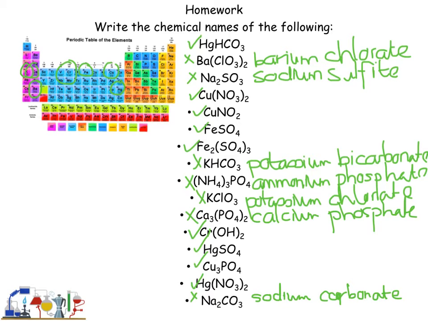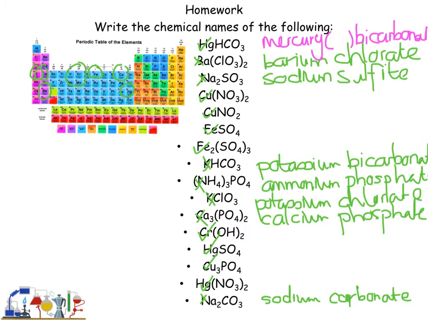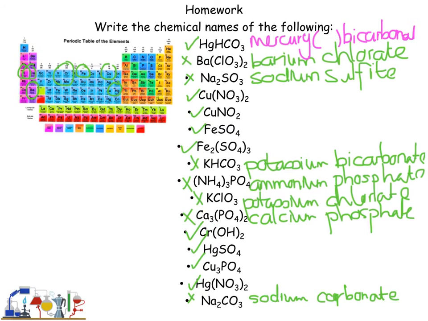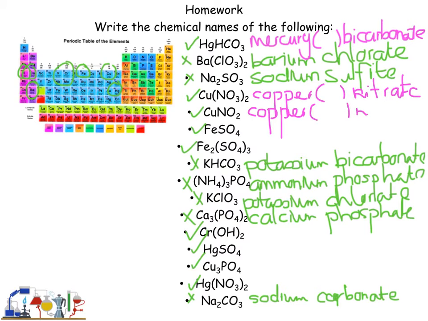Alright, so now we're going to take a look at the ones you do need stock notation for. And I'm going to first just write their names without the stock notation. So this is mercury, something or other, bicarbonate. Then we have got copper. NO3 is the nitrate ion. NO2 is the nitrite ion, so it's going to be copper, nitrite.